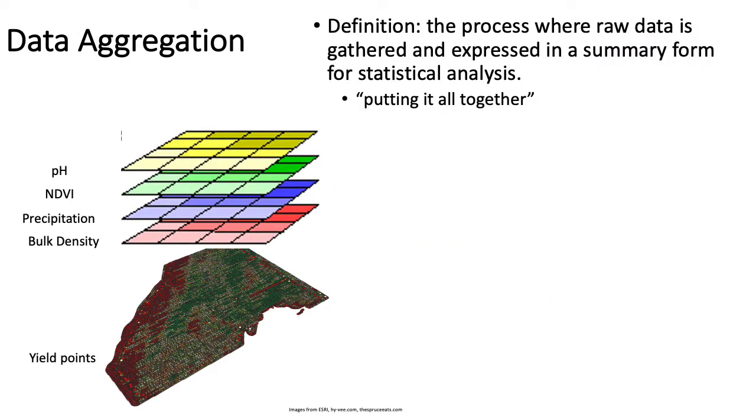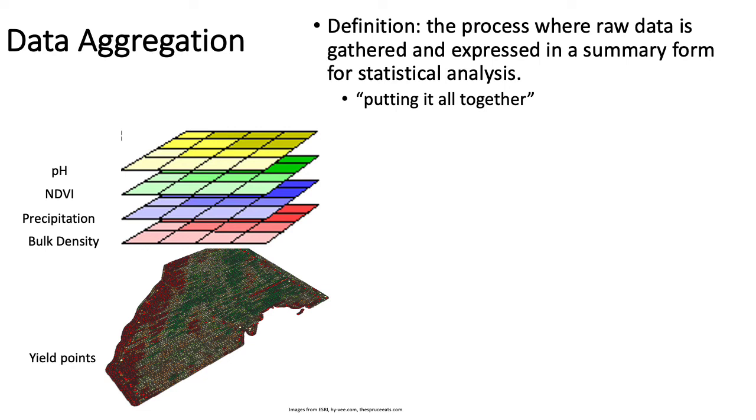And so once we have all that data, whether we gather it from on farms or from remote satellite sources, we have to put it together. This is a process we call data aggregation, where basically we want to put it all into one data set. With this map on the left, we have our yield points measured from a combine. And then above it, there are different raster layers, which are gathered from satellite imagery. In this case, I just put bulk density, precipitation, NDVI, and pH. But for every point, we want to know what each of those other covariates are at that location.